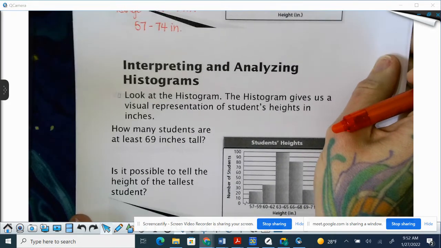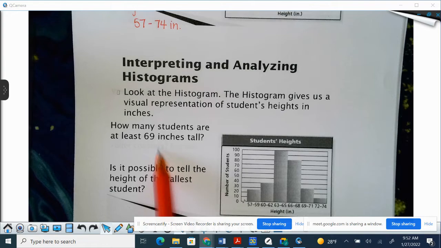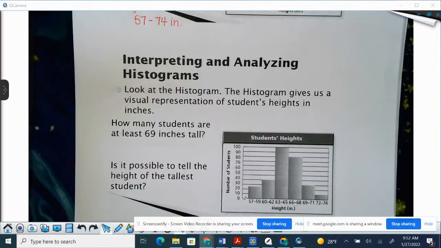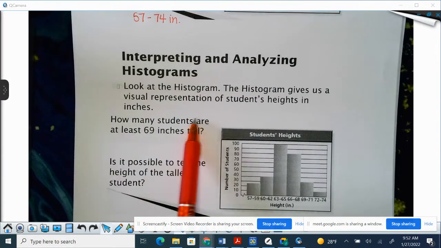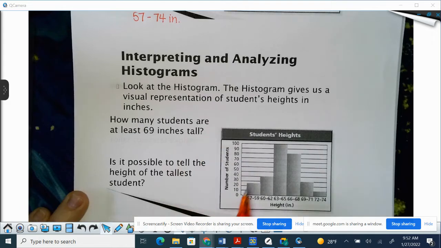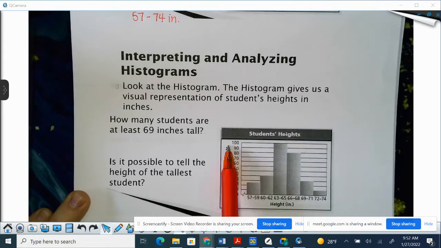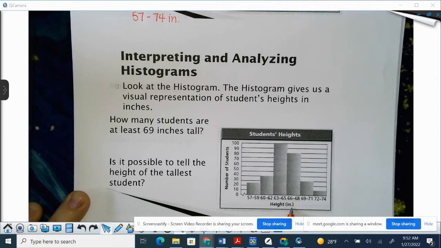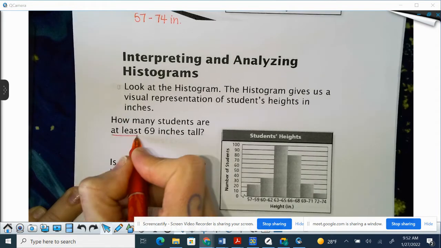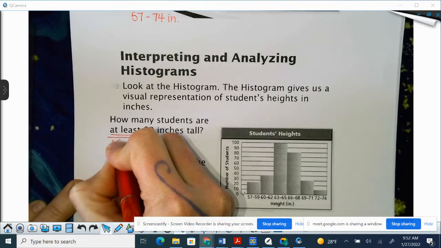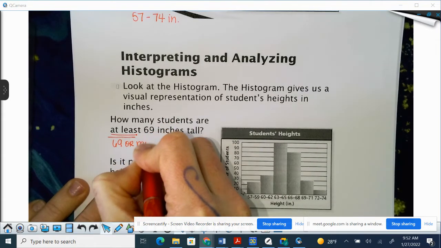This is super, super on our level. Those first couple of questions may have seemed pretty easy, hopefully at this point. So how many students are at least 69 inches tall? We are still looking at the same graph, number of students, height in inches. At least means it's 69 or more, or higher, or taller.